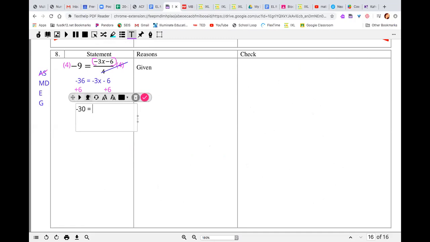Negative 30 equals negative 3x. Okay, so it'll be 30. Okay, so now it says negative 30 equals negative 3 times x. So what is my next step going to be?